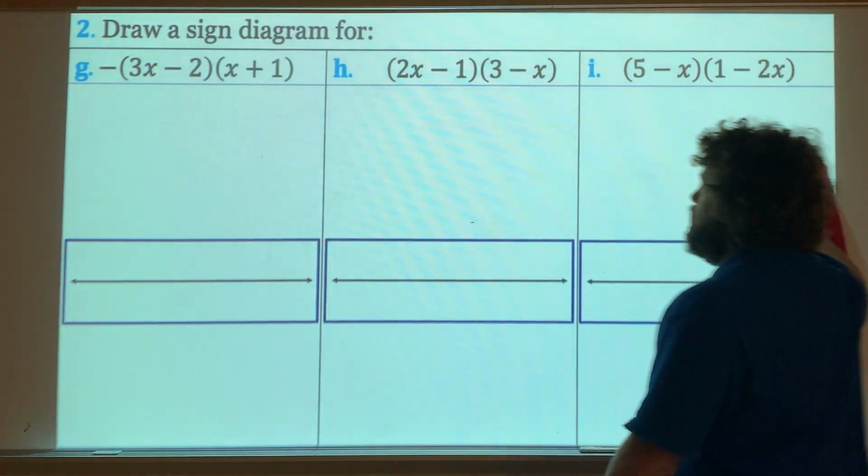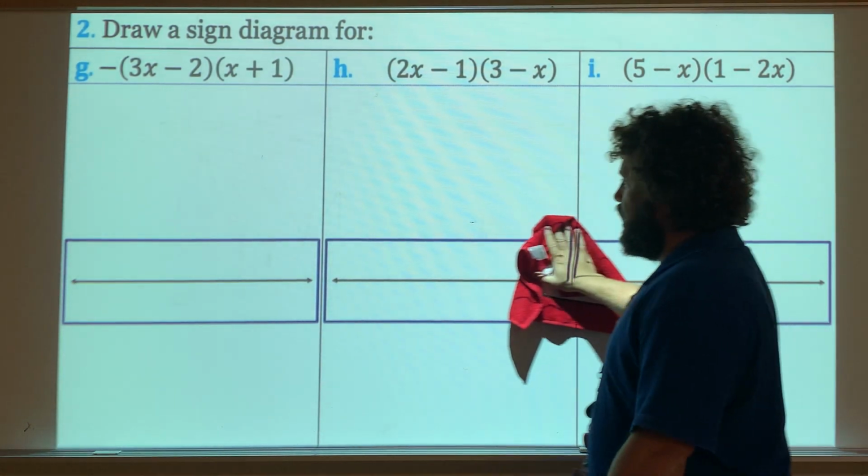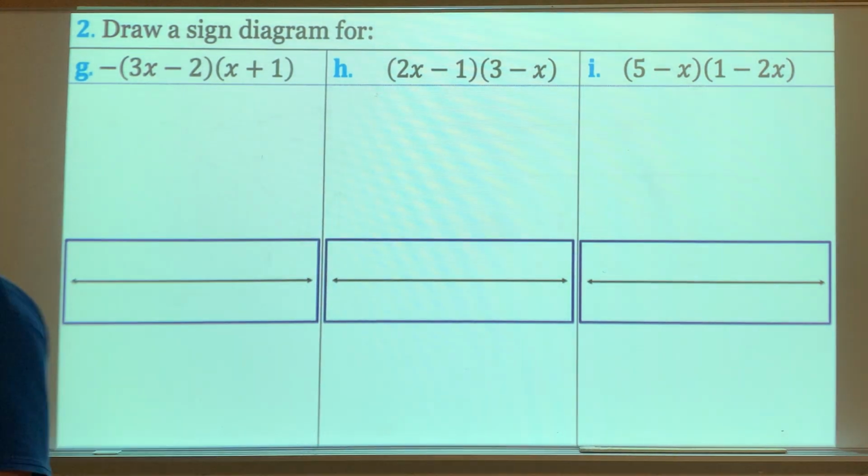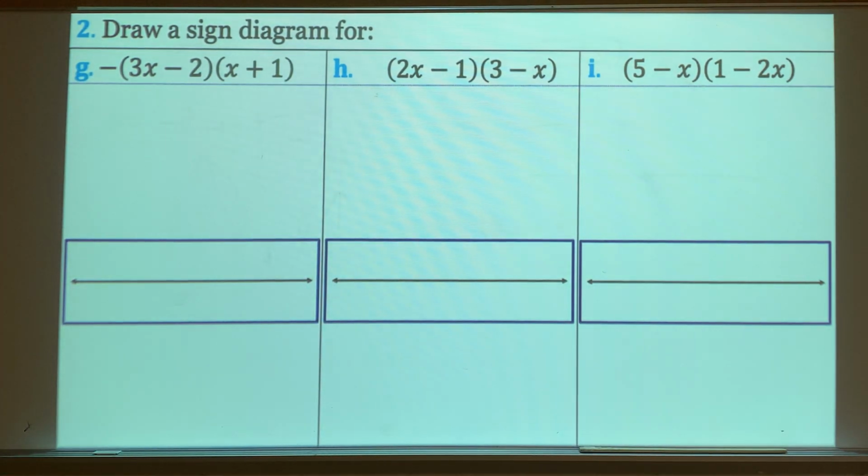Now what we're going to do is draw a sign diagram for G, H, and I. I thought this was going to be a quick lesson. This is a little bit long. All right.